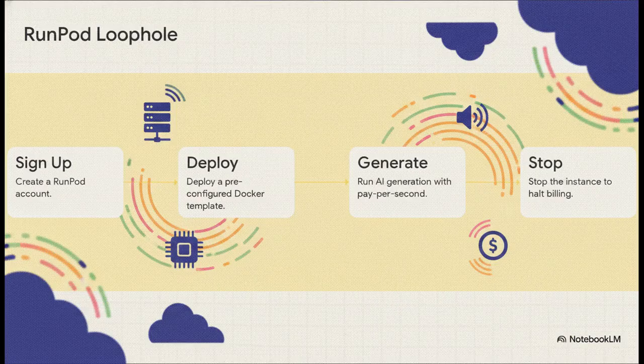Here's your highly actionable loophole using a service called RunPod. RunPod basically lets you rent cloud GPUs on demand. It's incredibly simple. You sign up, you deploy a pre-configured Docker template, which, by the way, is essentially just a pre-packaged software setup for the AI you want to run. You generate your speech or process your heavy tasks, and then you just simply stop the instance. Because billing is strictly pay per second, you halt the charges the exact moment you click stop.